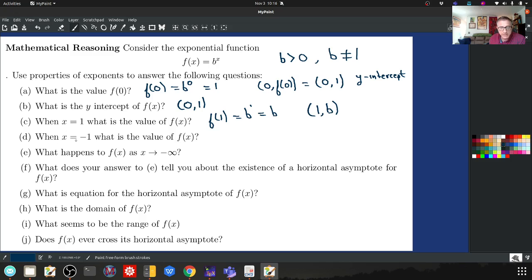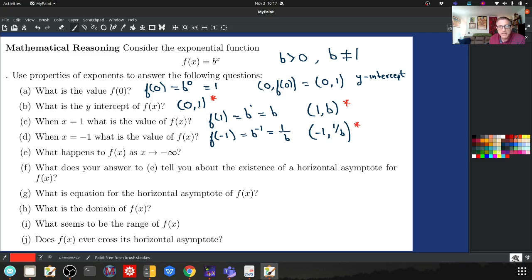When x is equal to -1, what is the value of f of x? So f of -1 is equal to b to the -1, which is 1 over b. So that gives us another point that lies on the graph, (-1, 1 over b). So we already have 3 points that lie on the graph of every exponential function.